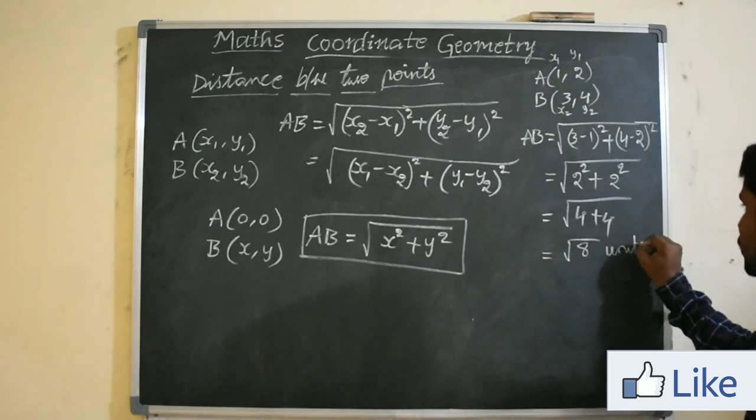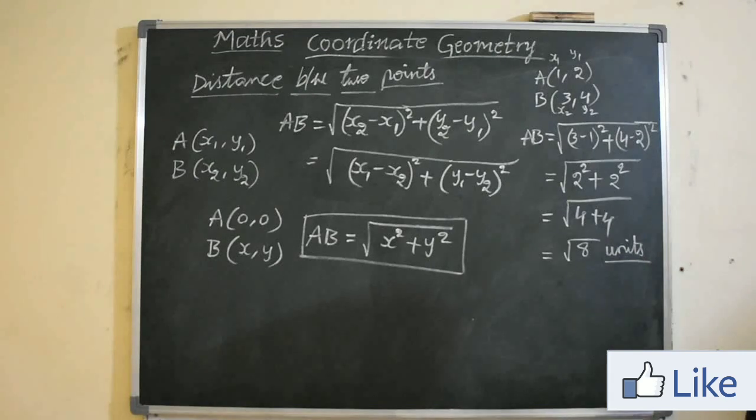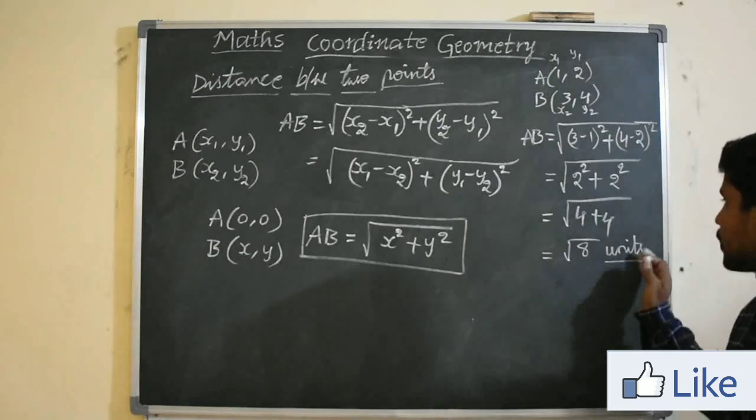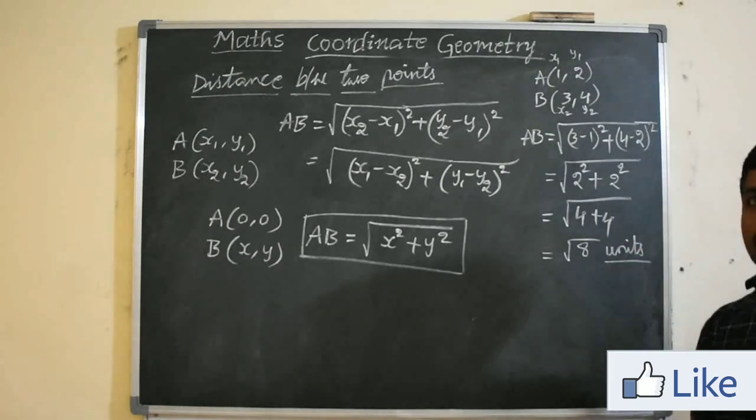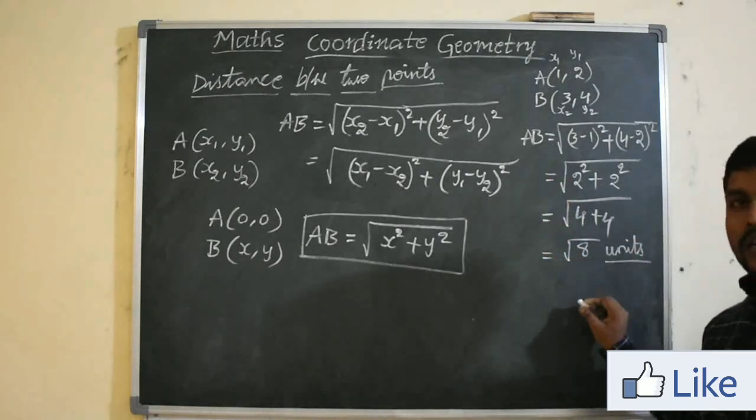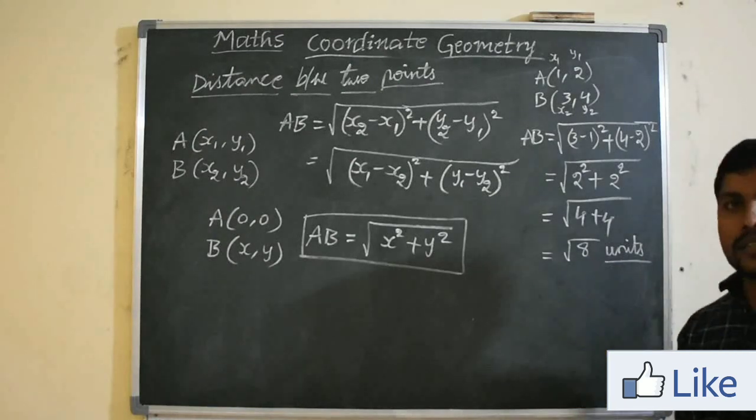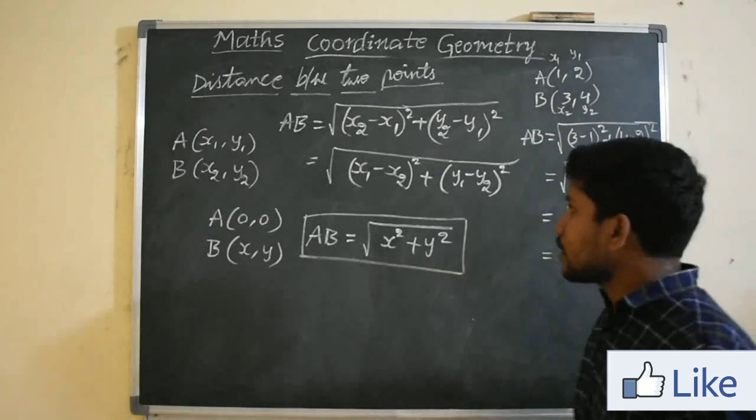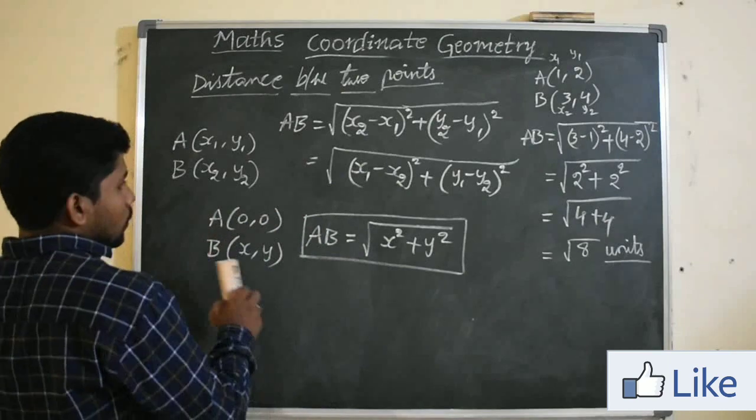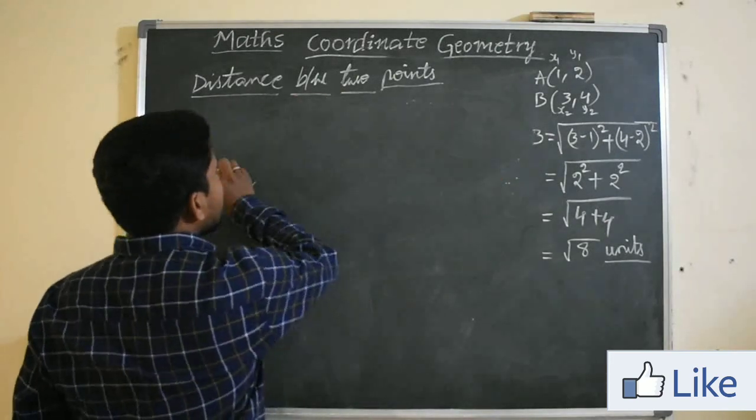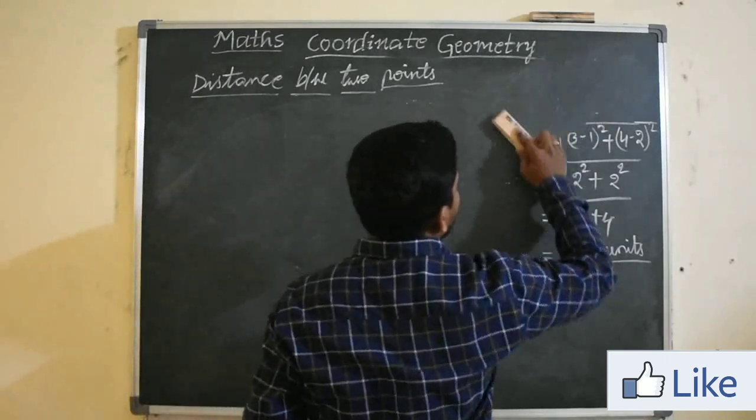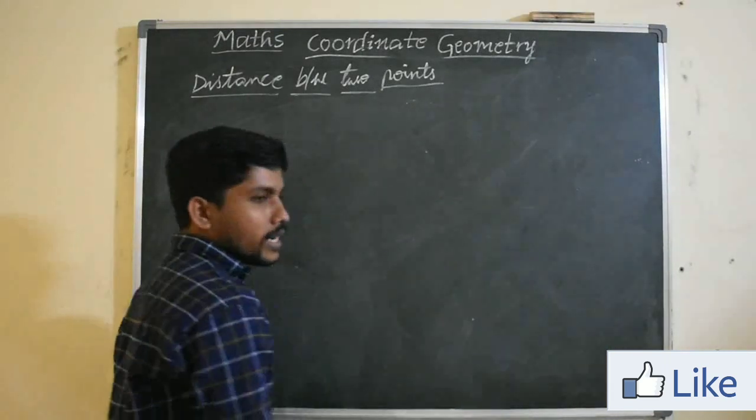Never forget to write the units. If they are giving any units, you have to mention them. If they are not giving any units, just mention units. Since it is a distance, it contains some units. It is very important. Now, what happens if the 2 points lie on the coordinate axis?